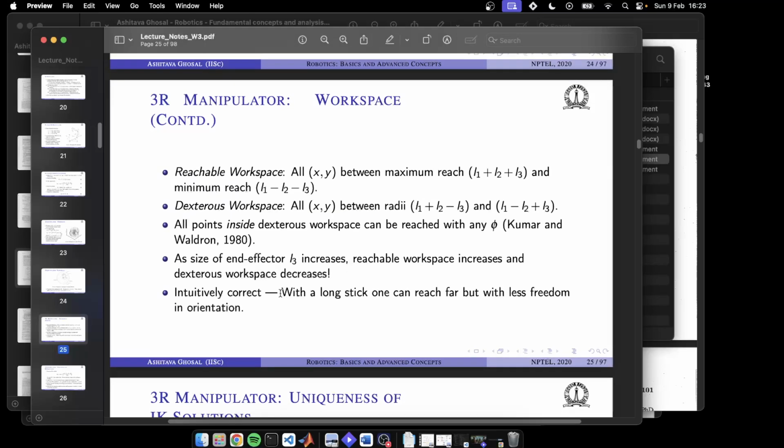The example cited here is that with a long stick we can reach far, but we have less freedom in orientation, because a long stick cannot be oriented with as much freedom as a smaller stick. So any doubts in the definition of reachable and dexterous workspace?